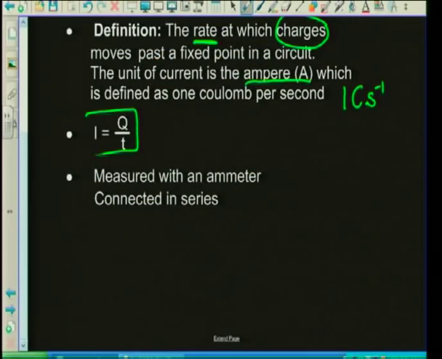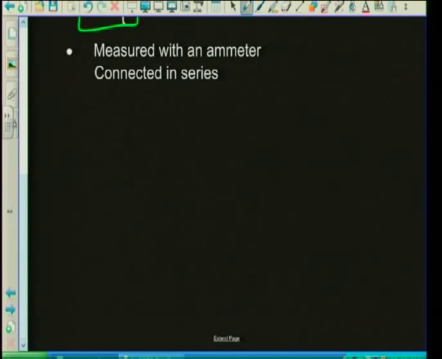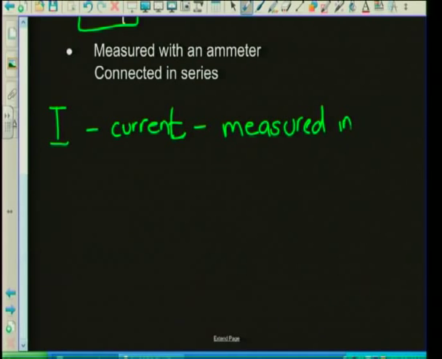Another very important equation, I equals Q over t. Please be careful here, grade 10s. I see this all the time. I means current. It is measured in amps. Okay, do not put amps, do not put AMP. That's an English abbreviation, not a scientific symbol. Has to be capital A.